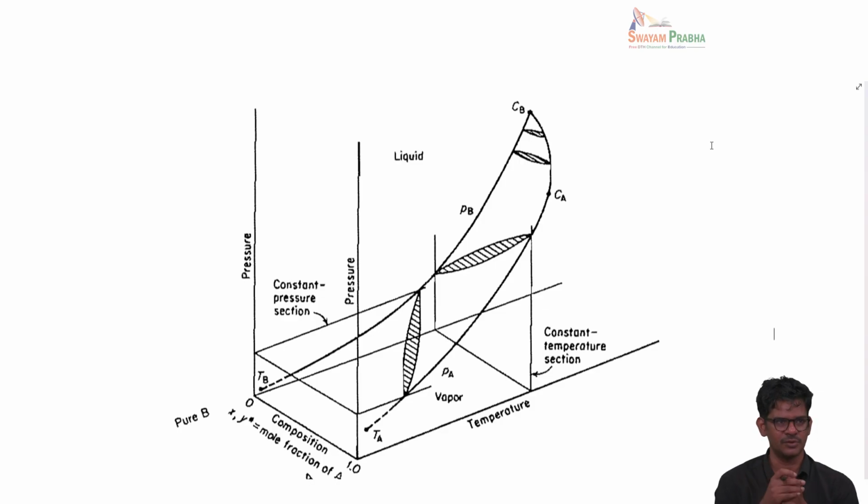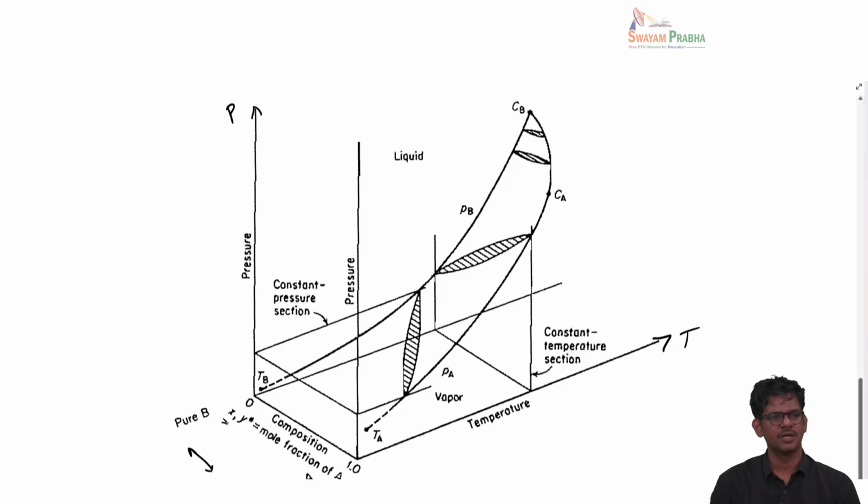Similarly for the vapor phase also. So now the degrees of freedom for each phase becomes 3 instead of 2. Here this is pressure and this is temperature, and the third axis is chosen as the composition axis. Here X means composition of the more volatile species, in this case A. Mole fraction of A in the liquid, and Y is the mole fraction of A in the vapor.